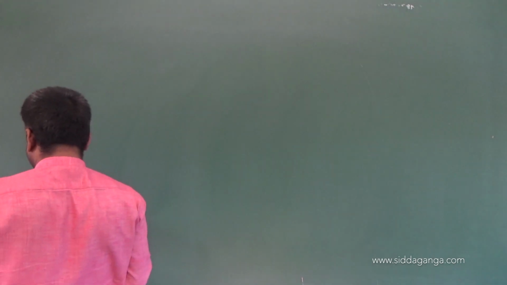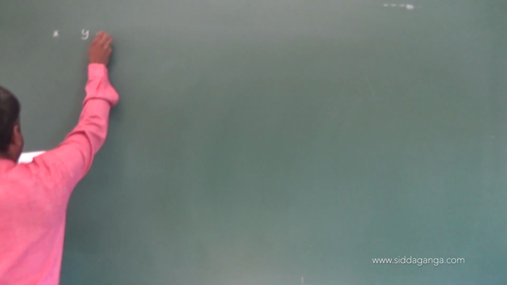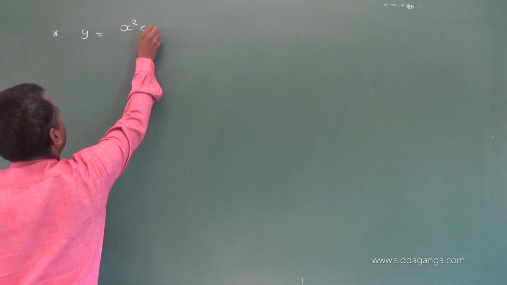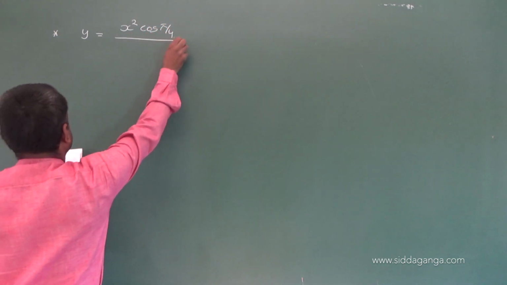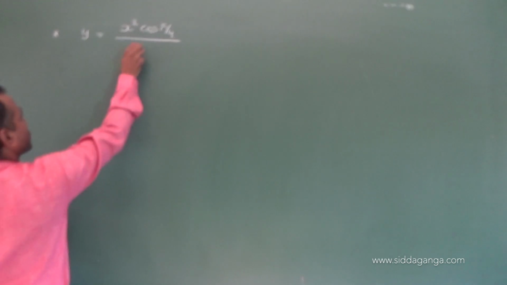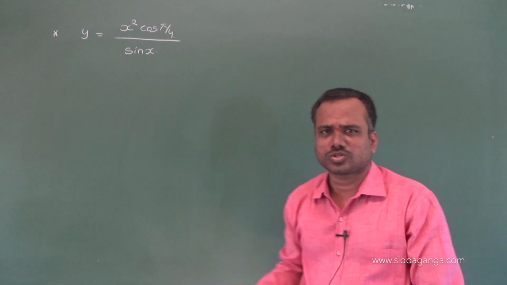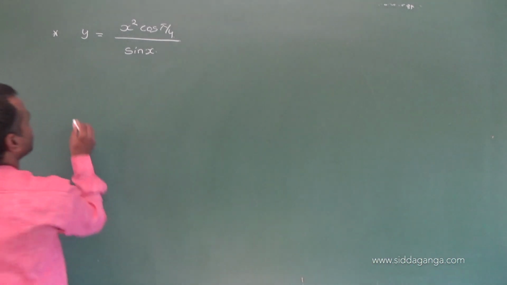Next one. y = x² cos(π/4) / sin x. How to solve this one, sir?